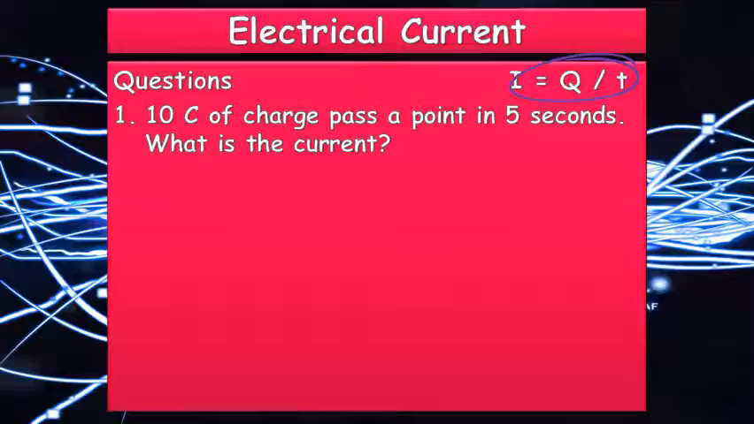So welcome back. The equation, of course, is I equals Q divided by T. Q in this example is here, T, of course, is here. So it's simply going to be 10 divided by 2, which gives you 5 amperes. That's the answer to the first question, 5 amps.